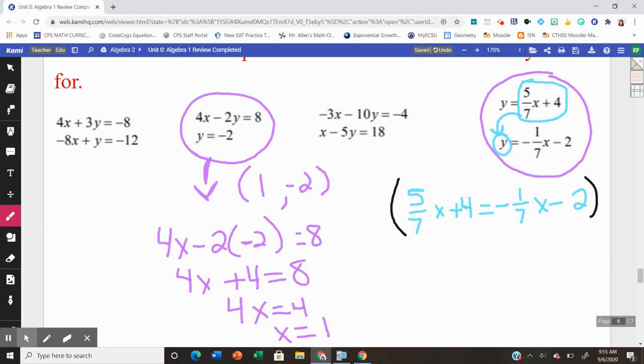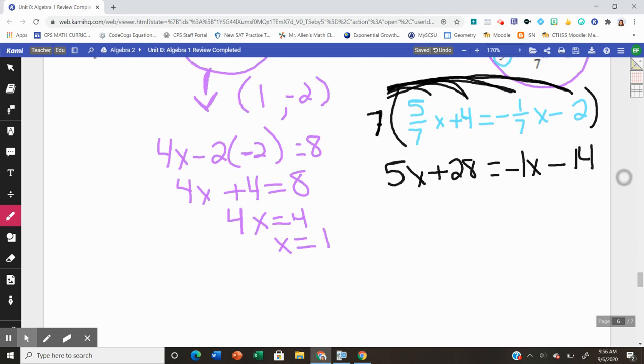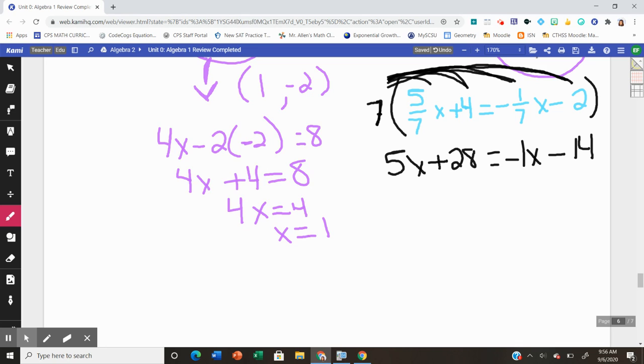I'm going to say be careful here. If we're going to choose to multiply everything by 7, we have to multiply a 1, a 2, a 3, 4 terms all by 7. Be careful and make sure that you hit every single term that's there. So 7 times 5 sevenths is going to give us 5x. 7 times 4 is going to give us 28. 7 times negative 1/7 is going to give us negative 1x. And then 7 times negative 2 is going to give us negative 14. So again, be careful, distribute to everything, and always watch your signs.